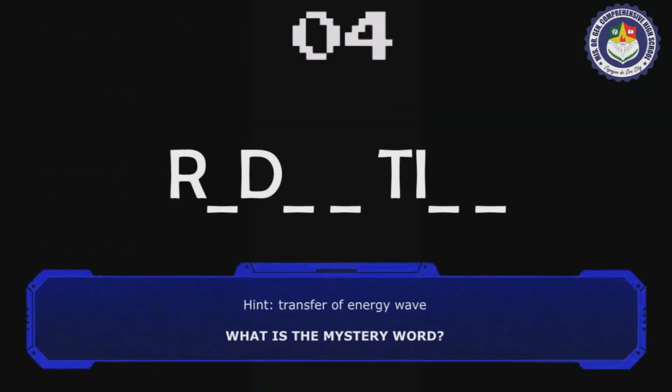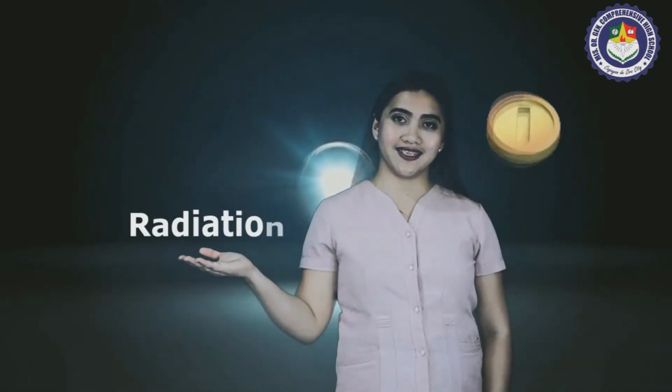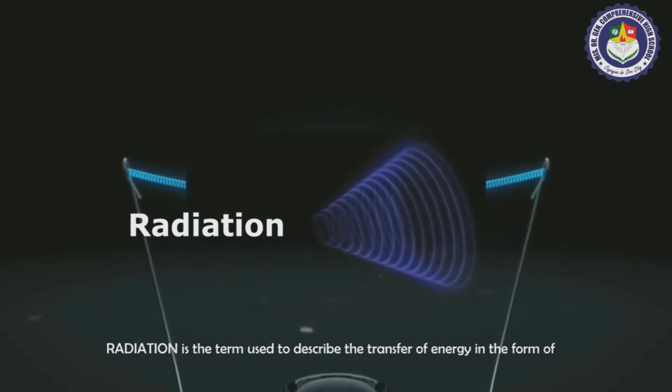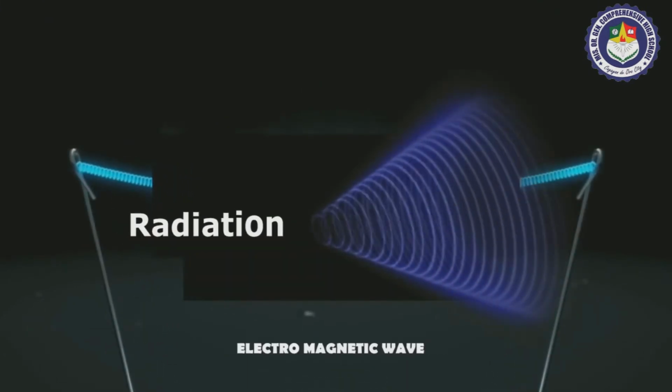Level 2. What is the mystery word? Nice. Very good! The mystery word is radiation. Radiation is the term used to describe the transfer of energy in the form of electromagnetic waves.